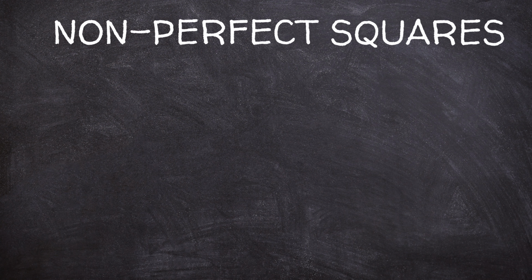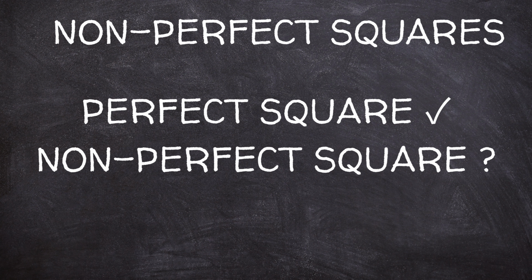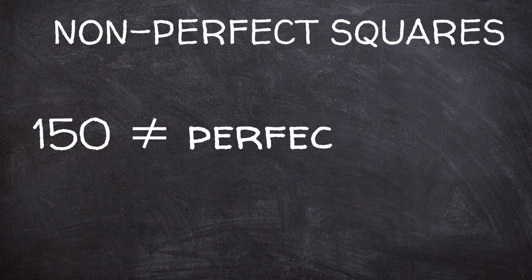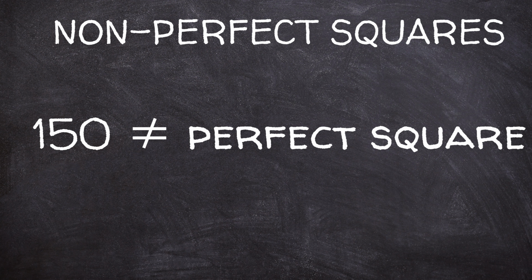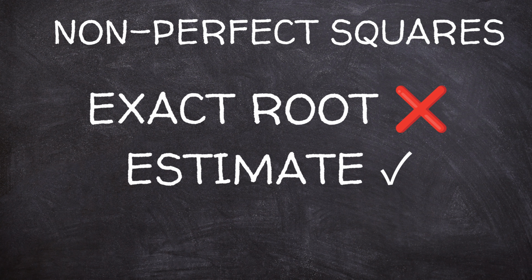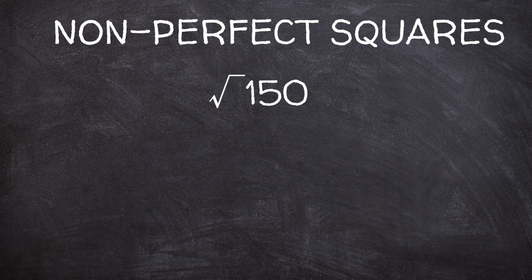But what happens when the number is not a perfect square? For example, what if we need to find the square root of 150? We can't use the exact perfect square trick here because 150 does not have a whole number square. Instead, we can use a simple estimation trick. Let's take the square root of 150. First, find the perfect square immediately below the number. For 150, that's 144. Square root of 144 is 12.